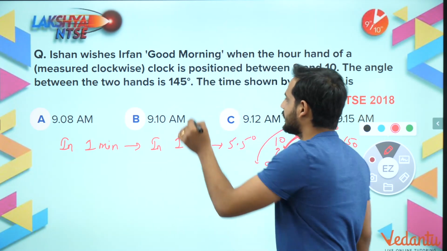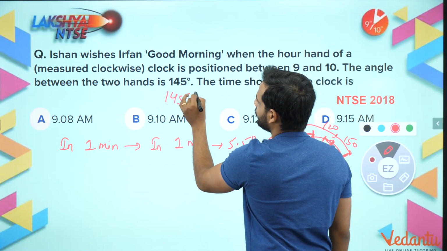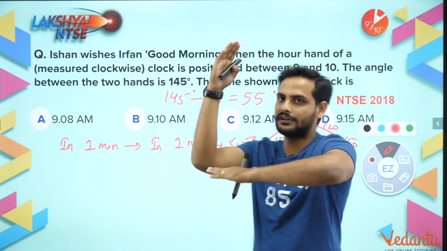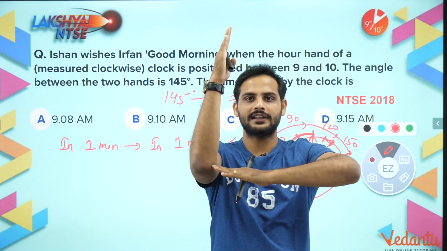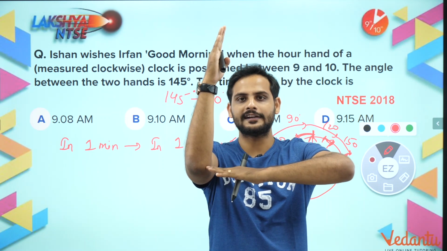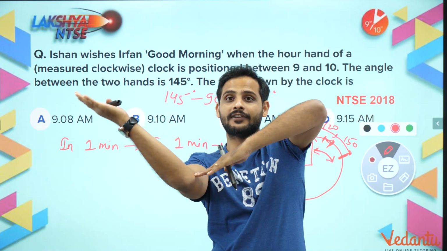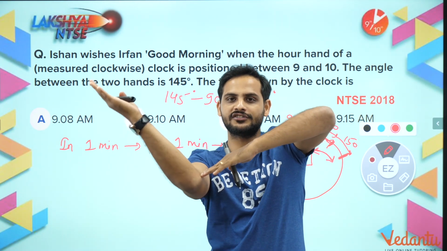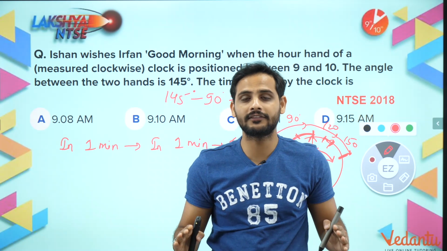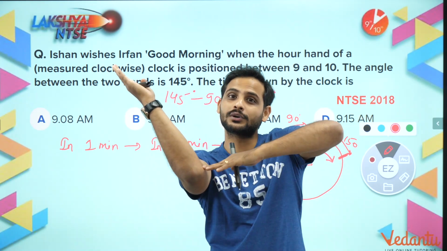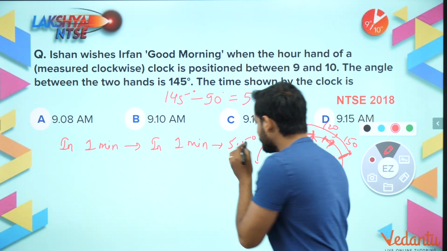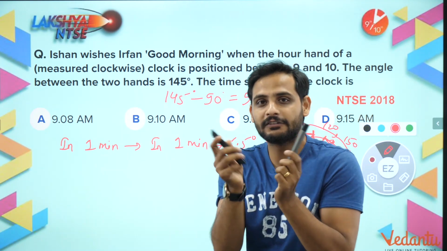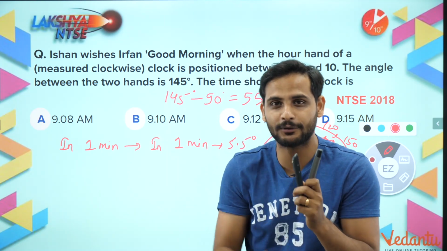So as you can see clearly now, how much extra angle degrees do we want? 145 minus 90, which means 55 degree extra movement we need. Right now at 9 o'clock it is 90 degree. The angle has to be 145 degree. That means after 9 o'clock, the angle between them has changed 5.5 degree per minute and the angle has to change by a total of 55 degree. So in 1 minute if it moves 5.5 degree, the angle changes between them. The change of angle between minute hand and hour hand in 1 minute is 5.5 degree.